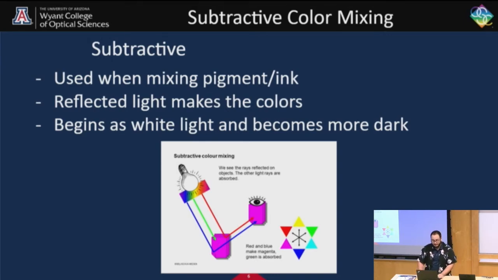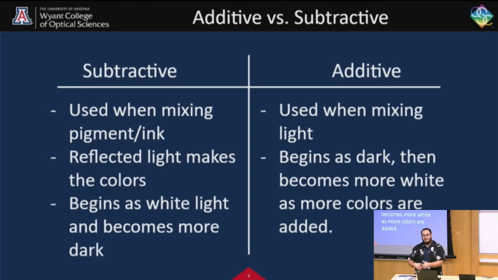With subtractive color mixing, we have to talk about the opposite, which is additive color mixing. So as I said before, subtractive is used when talking about mixing pigments. It reflects the light that makes the color, and it begins as white light becoming more and more dark. However, on the flip side of that, we have additive color mixing, which is used when mixing light. So we're moving away from pigments, and we're using light, so like your flashlights and things like that. So additive light actually begins as dark, and then becomes more and more white as more colors are added. And I'll do a little demonstration of that in just a few minutes.